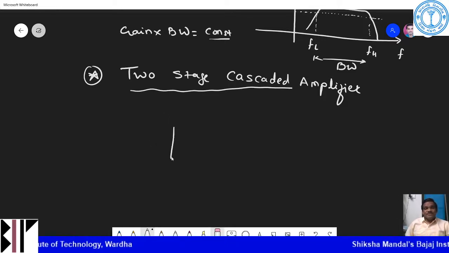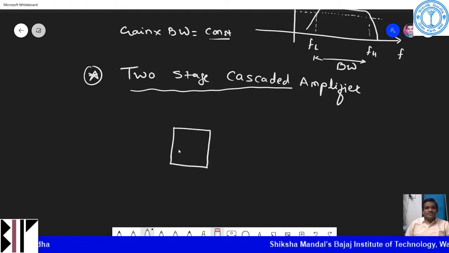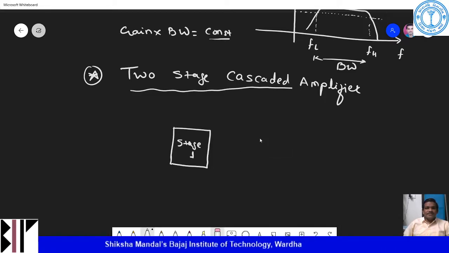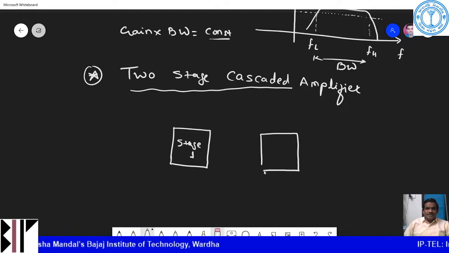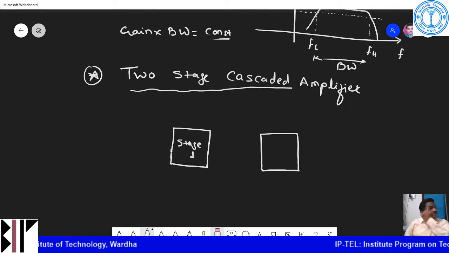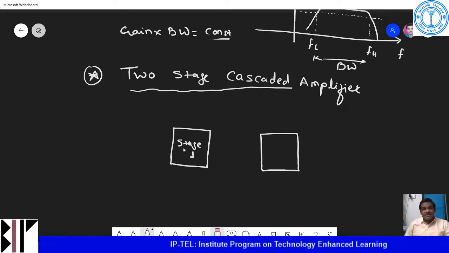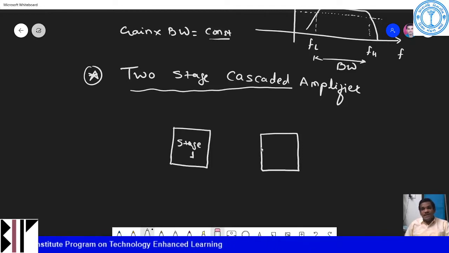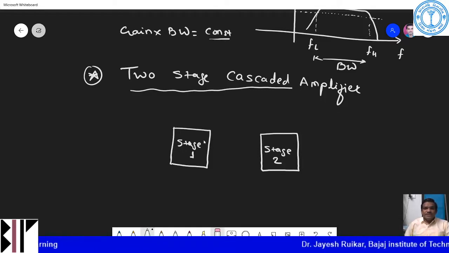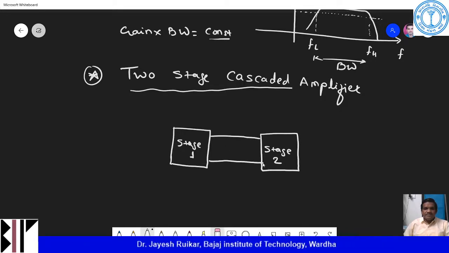This is my stage one, and then I'm cascading another stage. It can be different configurations. I will give you an example. One stage is a common emitter amplifier stage, and then we are coupling the second stage with a common collector amplifier. So this is my stage one and stage two. Now I'm joining these two stages, so it will make it a cascaded amplifier.